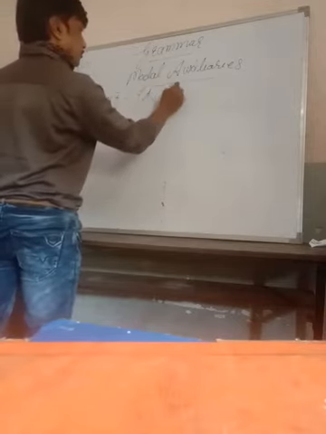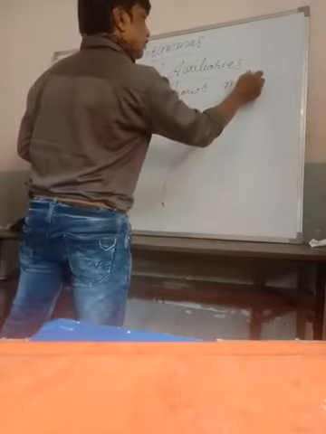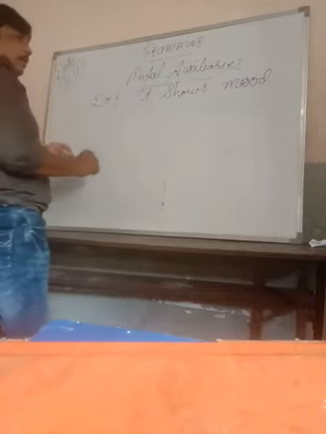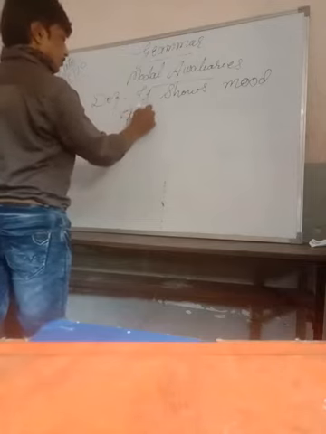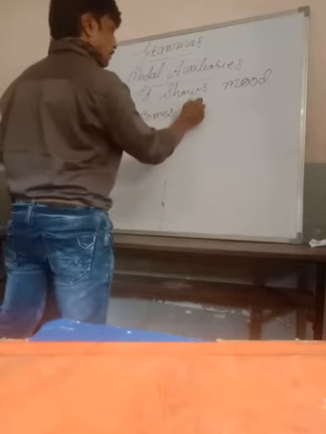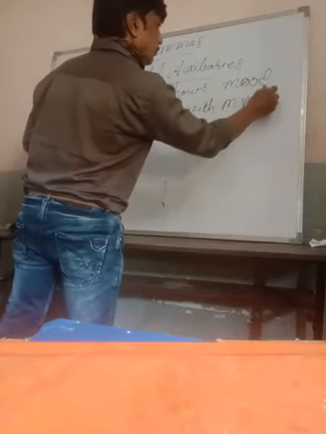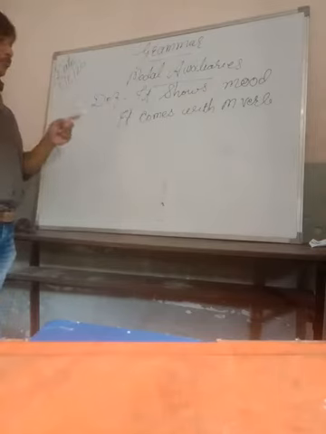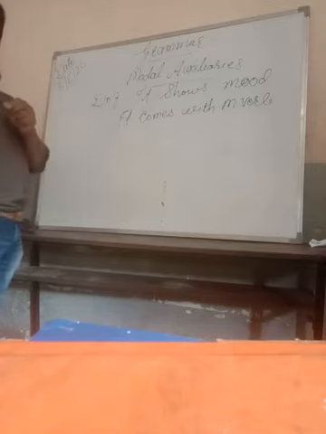It shows mood. The main function of a modal auxiliary is to show mood, and then it comes with a main verb. Another very important thing is that modal auxiliaries are never used alone in sentences. They are always associated with a main verb.